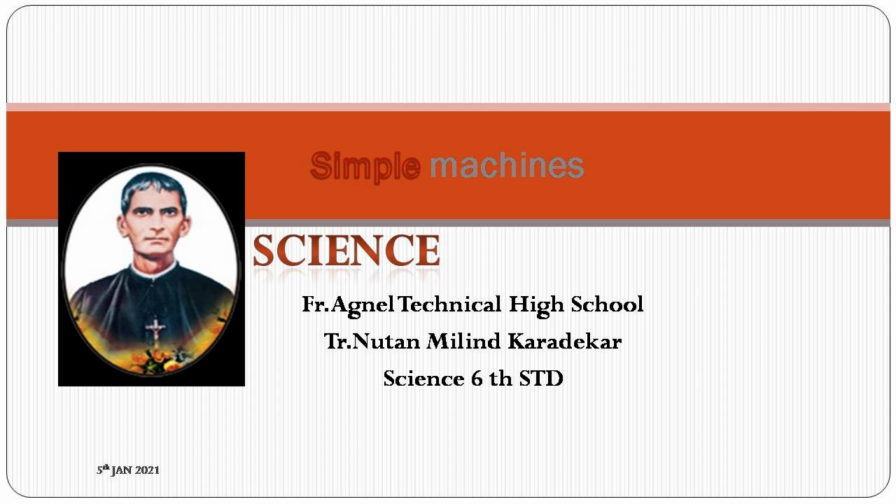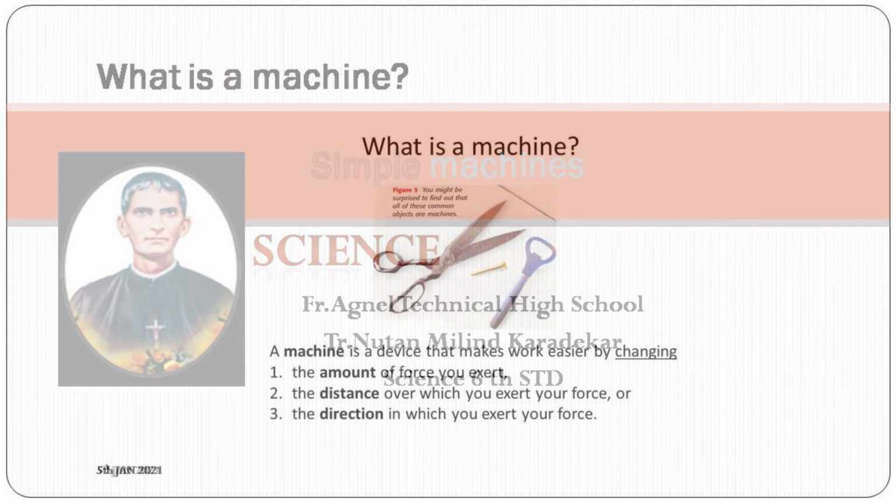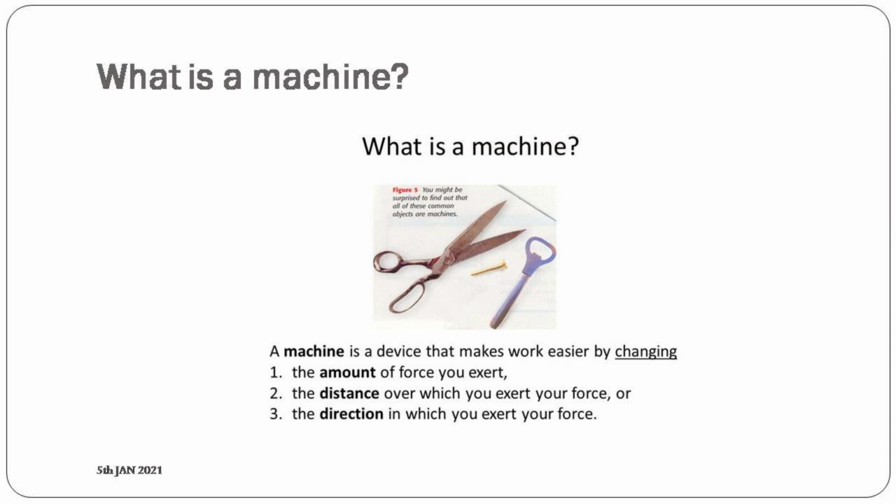So, let us start our science, and the name of the chapter is Simple Machines. Now see the slide showing what is a machine. What do you see here? I have taken up four types of machines which are very simple. First is a needle, then a scissor, a nail and a bottle opener.